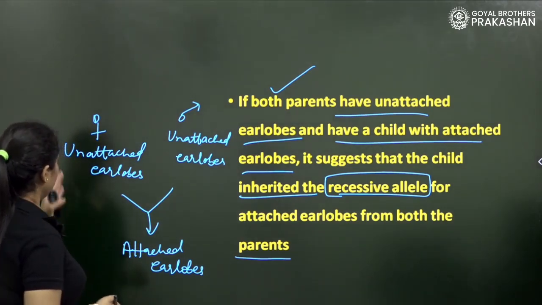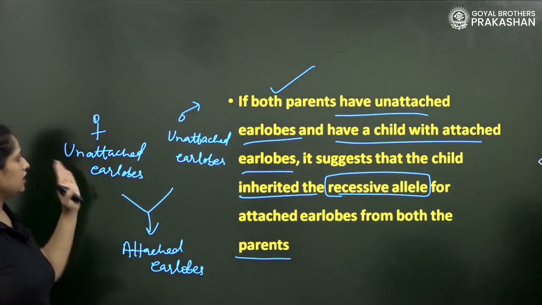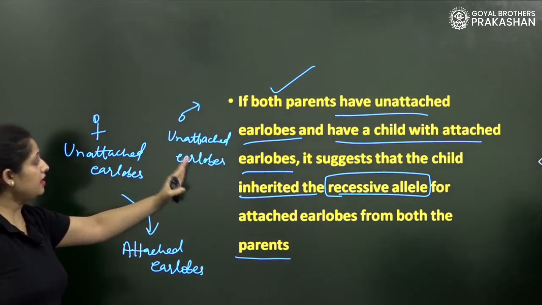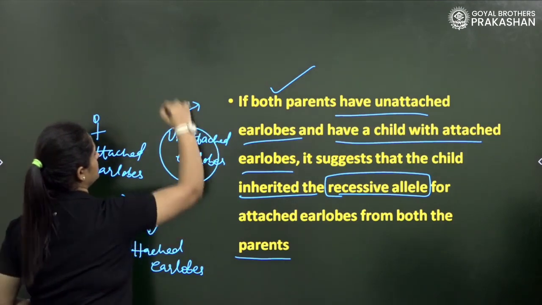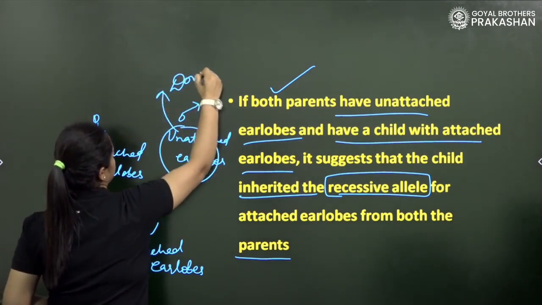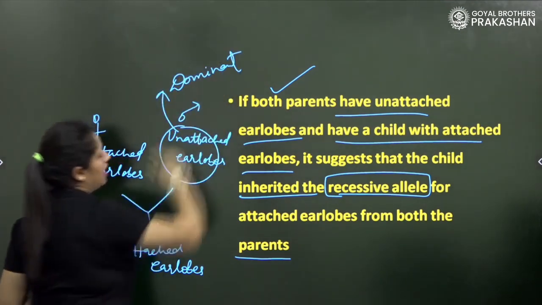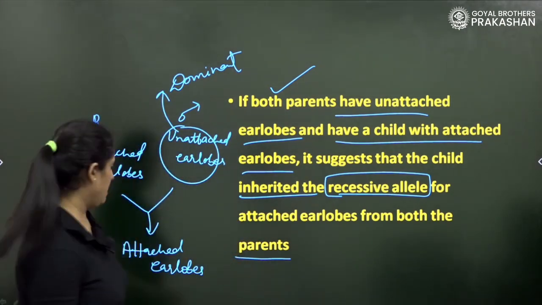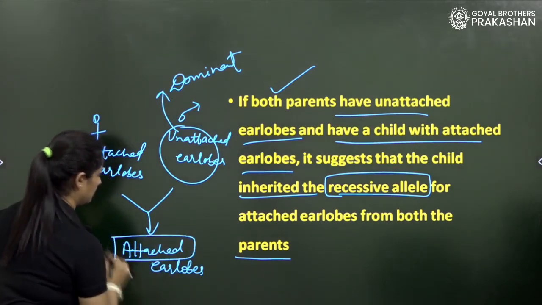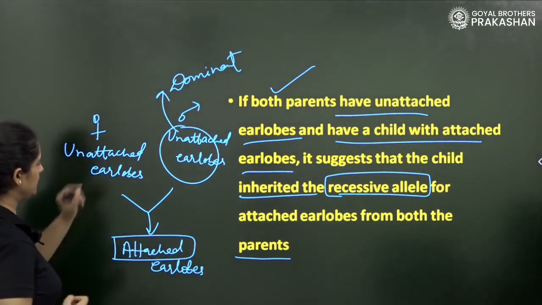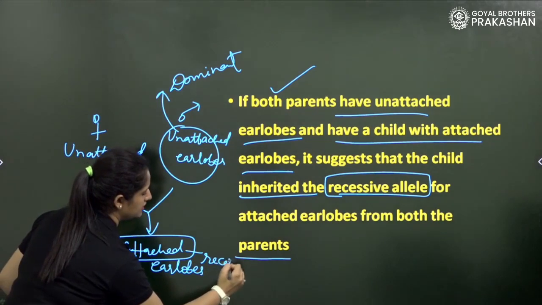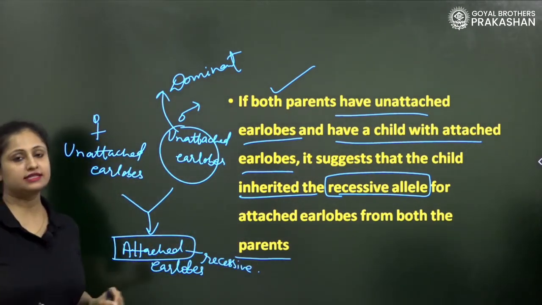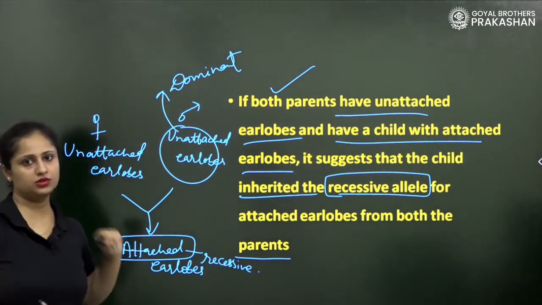So, if there is an unattached earlobe in one parent and also an unattached earlobe in the other parent, we have just studied that unattached is dominant. The unattached condition is dominant over the attached condition. But here in the offspring, it is the attached condition. It means here it is recessive. The recessive traits or characters are transmitted from the parents to their offspring.